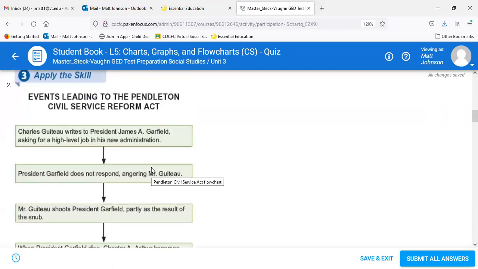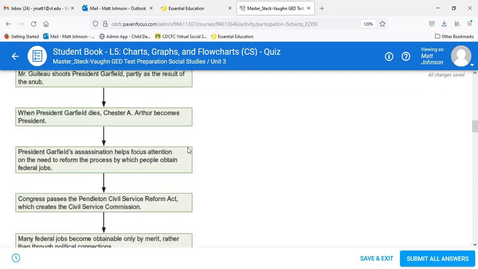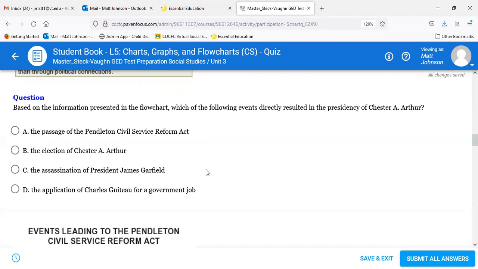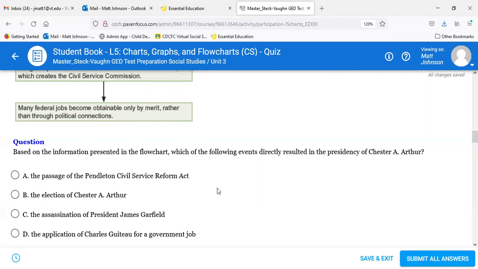So back to our questions. Number 2, Christiana, could you read question 2 for us? Okay. It says, based on the information presented in the flowchart, which of the following events directly resulted in the presidency of Chester A. Arthur? A, the passage of the, please, what's that word? The P word? Pendleton. Okay, Pendleton Civil Service Reform Act.